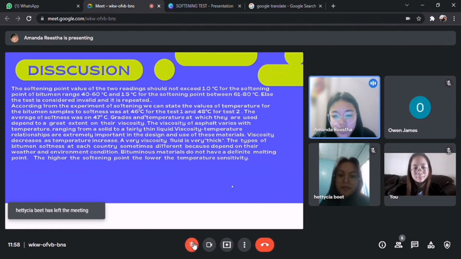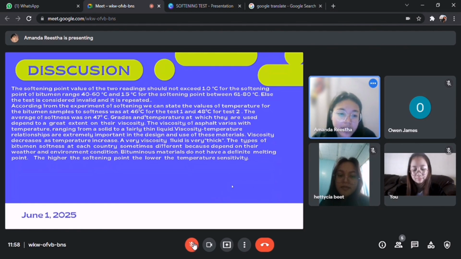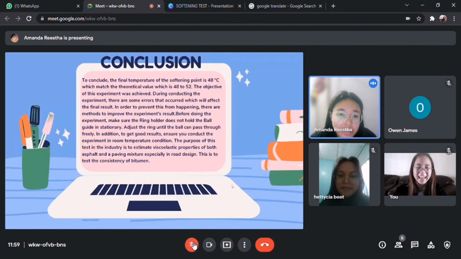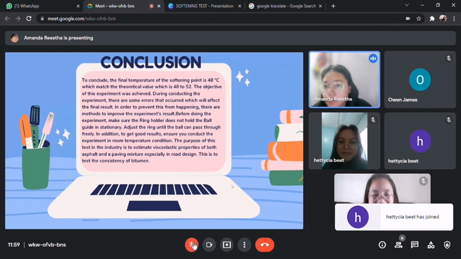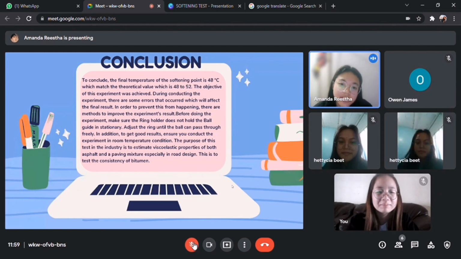Bituminous material does not have a defined melting point. The higher the softening point, the lower the temperature sensitivity. To calculate the final temperature, the softening point is 48 Celsius, which matches the theoretical value, which is 48 to 52. The objective of the experiment was achieved.